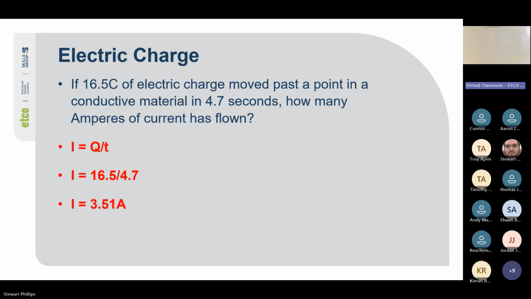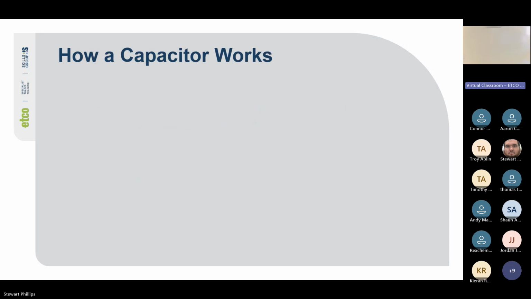Cool. So, but how does it work? So does anyone know how a capacitor works, or think they know how a capacitor works? Holds a charge. Does anyone know how it does it? All right, some of you, yeah, cool.